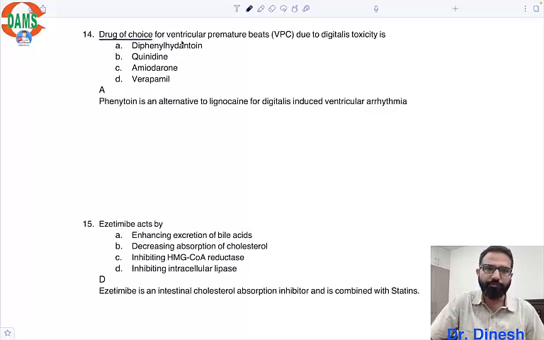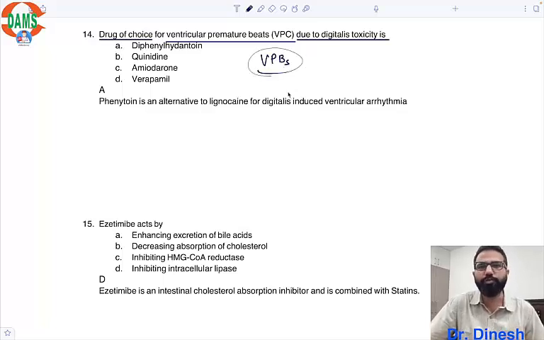The drug of choice for ventricular premature beats due to digitalis toxicity is: diphenylhydantoin, quinidine, amiodarone, verapamil. So ventricular premature beats are there due to digitalis toxicity. What is the treatment for digitalis toxicity? Lignocaine. Lignocaine is the drug of choice for digitalis toxicity.